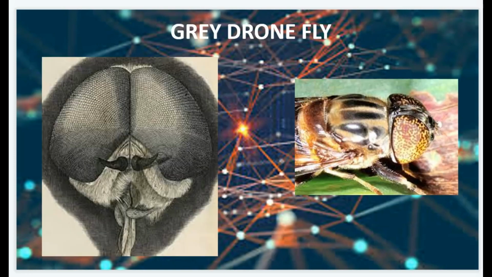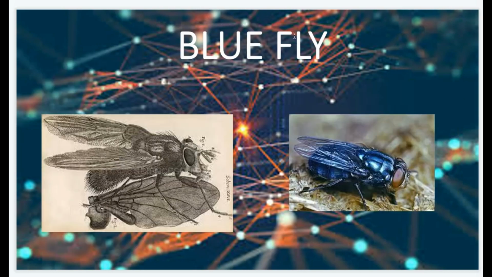What all he saw? He saw a grey drone fly. He saw his head. It was fully drawn in mind detail. You can see it's very clearly drawn by him, and this is a real picture of a drone fly. Okay. Next, he saw a blue fly.